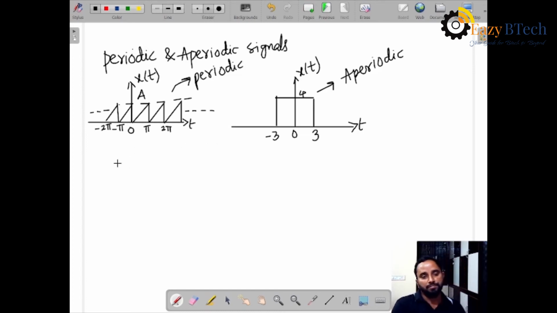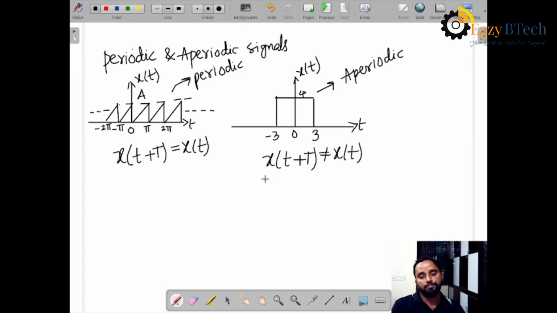So we have a definition. What is the definition? x of t plus capital T is equal to x of t. Then it will become periodic. Otherwise, aperiodic. Otherwise means x of t plus capital T is not equal to x of t. It means after capital T, the same signal has to repeat.